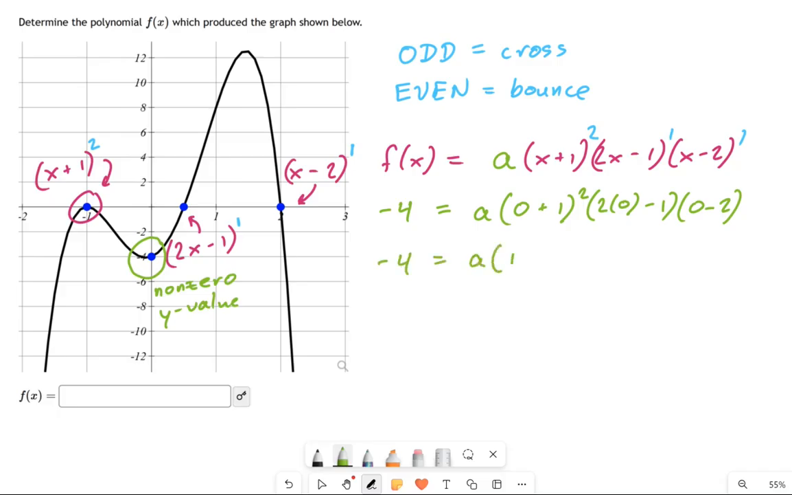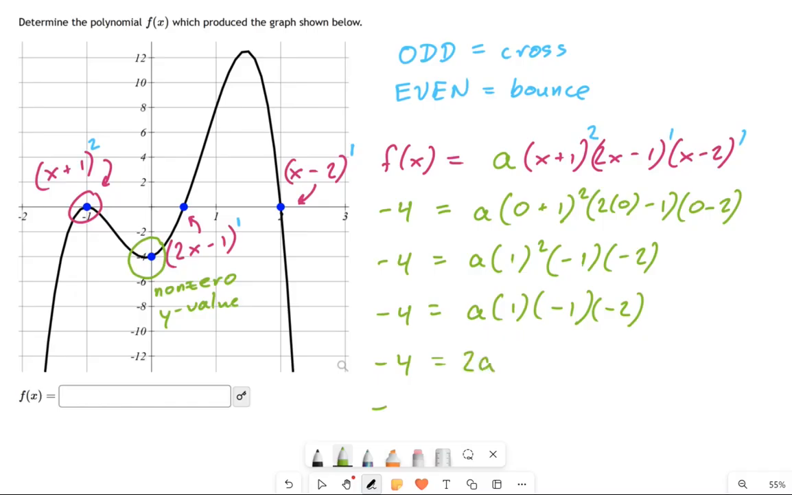This is going to be a times 1 squared times, let's see, the next parenthesis is going to be 2 times 0, which goes away, so that's going to be -1. And then the last one will be -2. Okay, so we keep on multiplying. That's going to turn into a times 1 times -1 times -2. I know I'm going a little slow here, but if you write everything out, you're less likely to make a mistake. So we get 2a equals -4, which means when I divide both sides by 2, I get a equals -2.